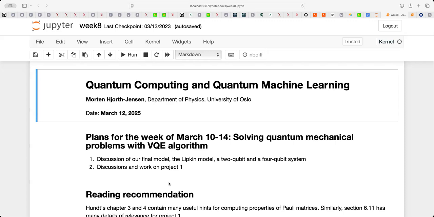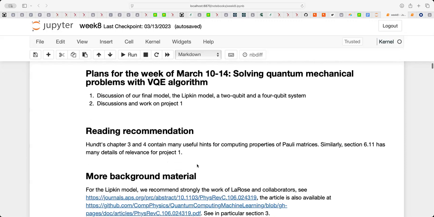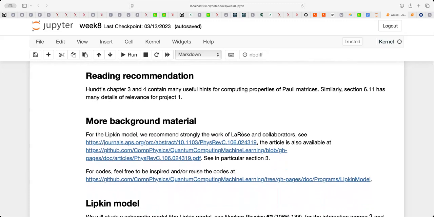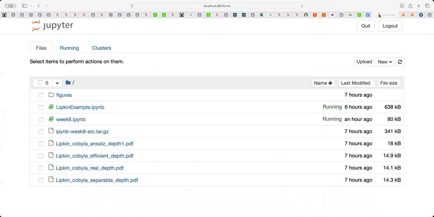The model itself is something which you will find in the background literature, and you will find papers by Ryan LaRose and collaborators who implemented the Variational Quantum Eigensolver for studies of the Lipkin model. You will find codes there, but I've also added a set of codes. If you go to the lecture notes for this week, into the same folder where you find the Jupyter notebook for this week, you will also find an example with the Lipkin model where I've done some further tests, using Qiskit.